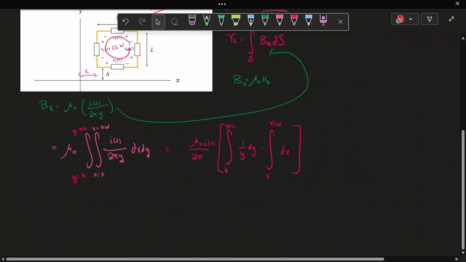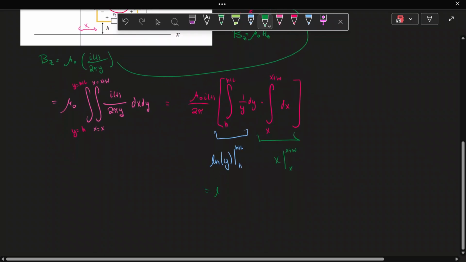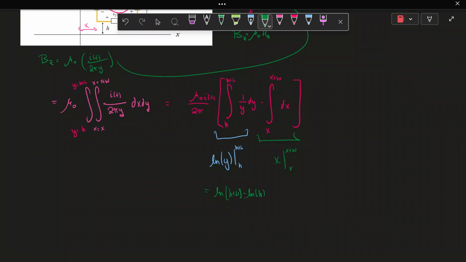Now we take the integral. This is a very easy integral. This is natural log of y evaluated from h to h plus l. And then this one here is x evaluated from x to x plus w. This will end up being natural log of h plus l minus natural log of h, or natural log of h plus l over h. And then this other one, it is what it is. This other one right here will become x plus w minus x, which is just w.